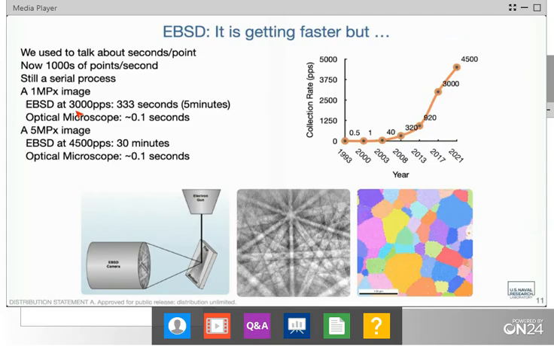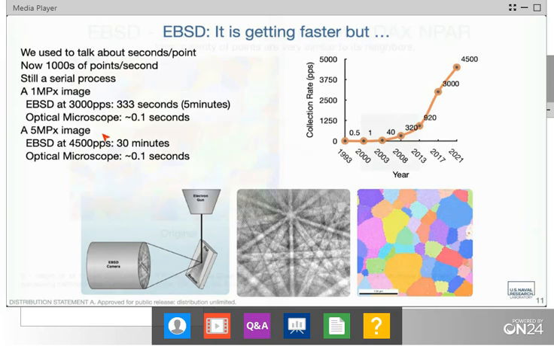If I'm comparing that to the optical microscope, it doesn't really matter. Optical microscopes are a highly parallel data collection method, right? It doesn't really matter if I'm doing 1 megapixel or 5 megapixels. That can generally collect the data in about the same amount of time. But there are things happening in terms of computation methods, and that can really enhance how quickly we can collect this data.